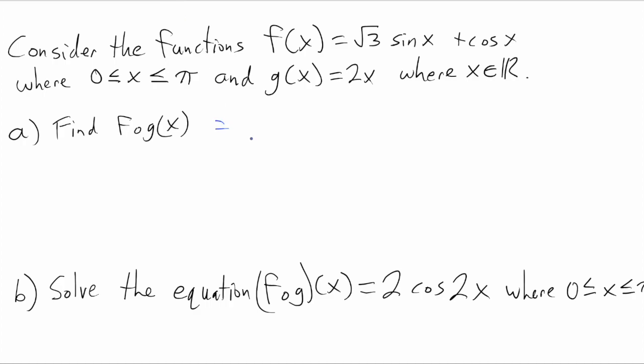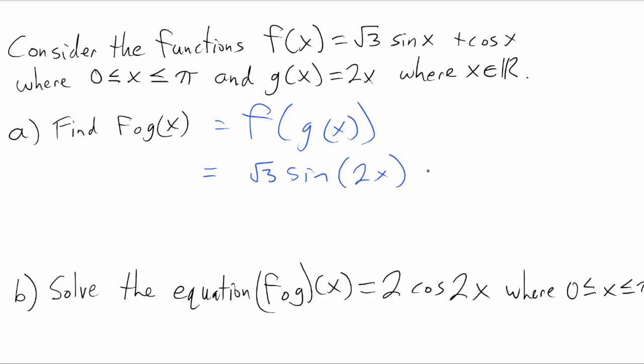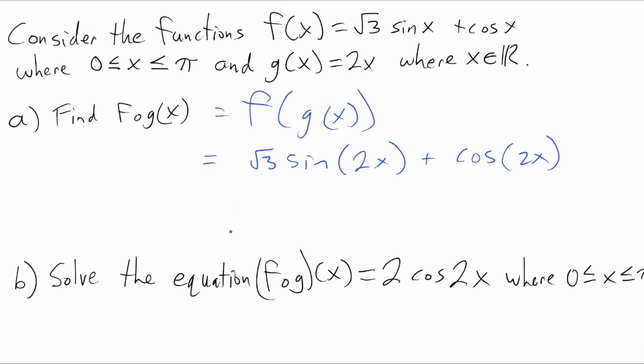So you can write it like this. You take the g of x and you put it inside the f of x. So the f of x is this. So you get sine, and g of x is 2x, and cosine x. Instead of x, we have g of x, so it's 2x. So that's simply the answer to part A.